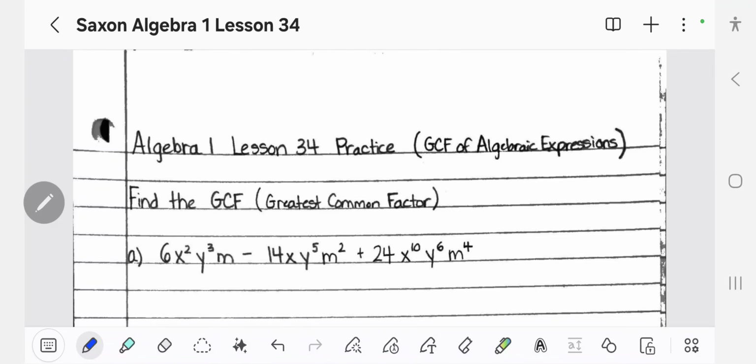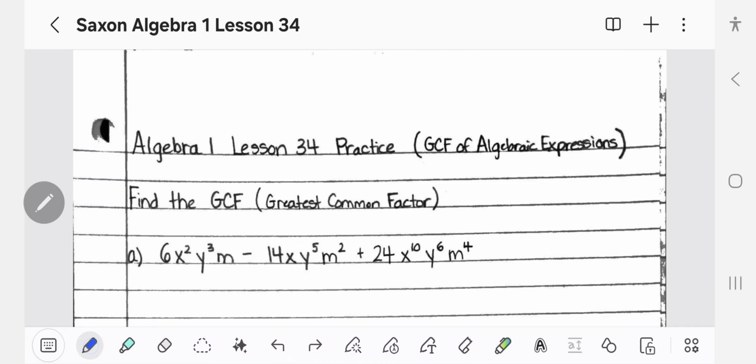This is Algebra 1, Lesson 34, Practice. GCF of algebraic expressions, and our directions tell us to find the greatest common factor. Here we see in A that we have 1, 2, 3 terms.